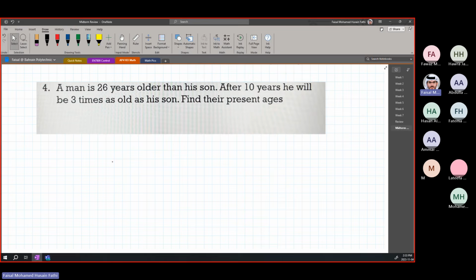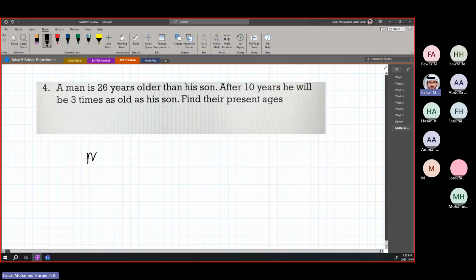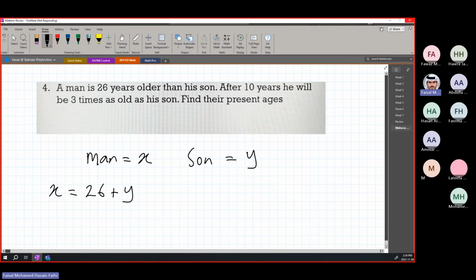Okay, step by step, we will solve this. The first step is we need to say the man is equal to x and the son is equal to, say, y, just so we can solve it mathematically. We use variables to make it easier. So a man is 26 years older than his son. What do we know? The man, which is x, equals 26 plus the son's age, which is y. That's what this means: x = 26 + y. This is the first equation.